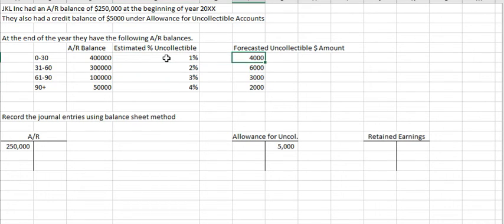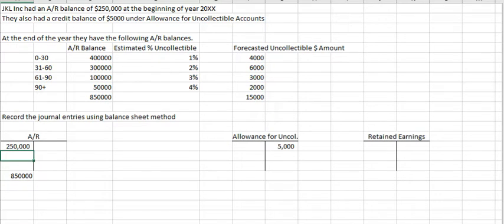And what I did here was practically I calculated the forecasted uncollectible amount. So what you practically do is multiply the accounts receivable balance by the forecasted amount for uncollectibles. And then what's going to happen is we are going to sum these up, and at the same time we are going to sum these up as well. Now what we are seeing is at the end of the period, the accounts receivable balance needs to be $850,000.